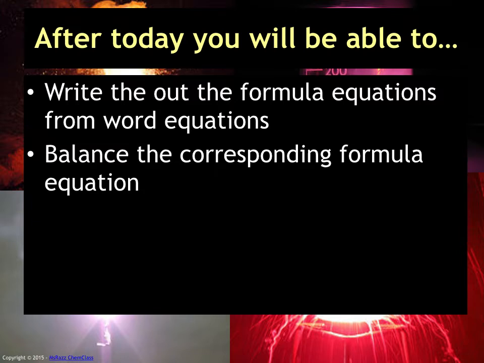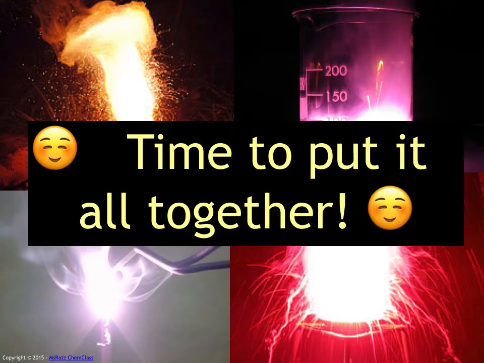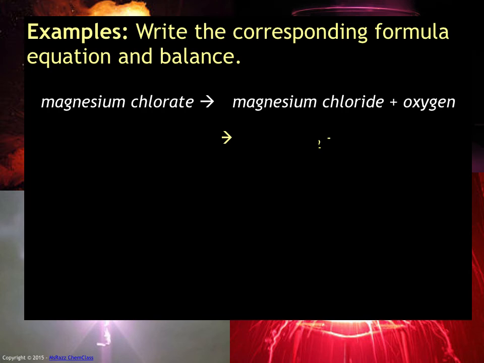So the goals from this part is that you write out the formula equations from the word equations like we did in day 1, and then you balance those equations you've written out like we did in day 2. So we're putting it all together. For example, this one says write the corresponding formula equation and balance. So we have magnesium chlorate going to magnesium chloride and oxygen.